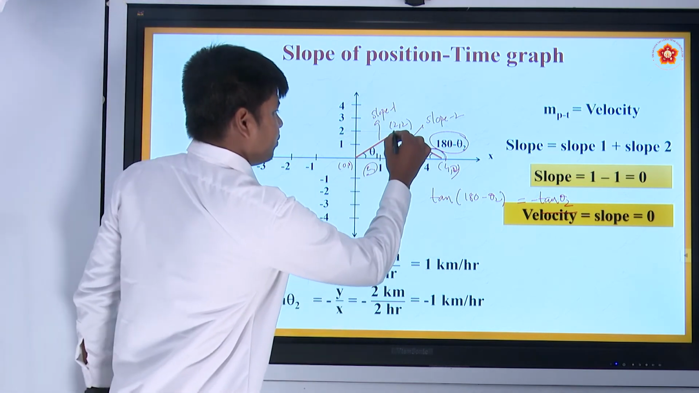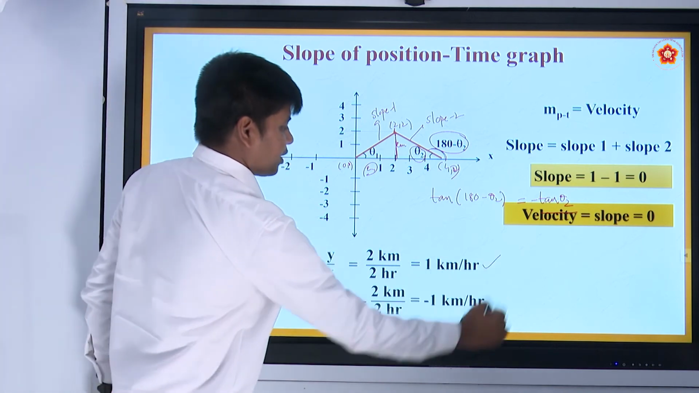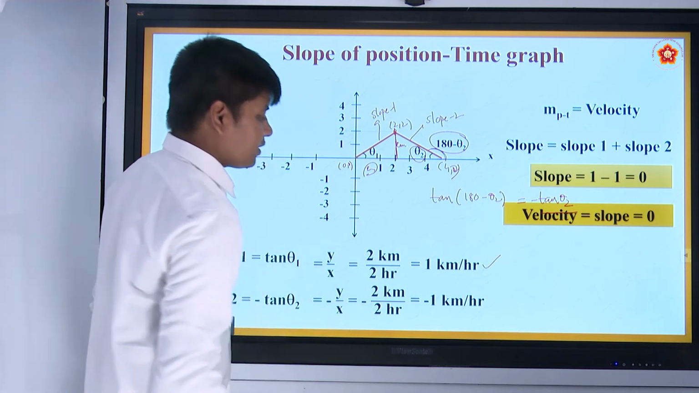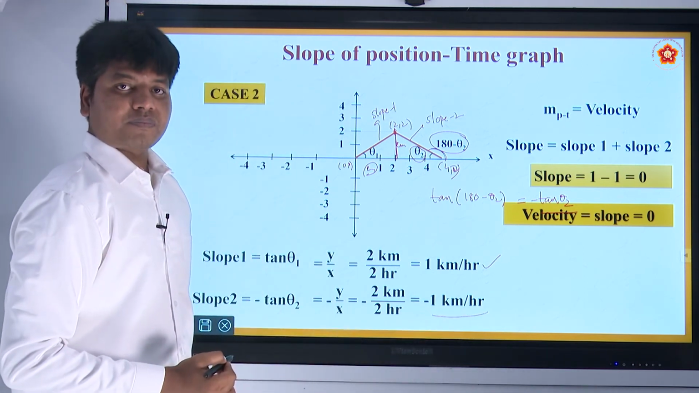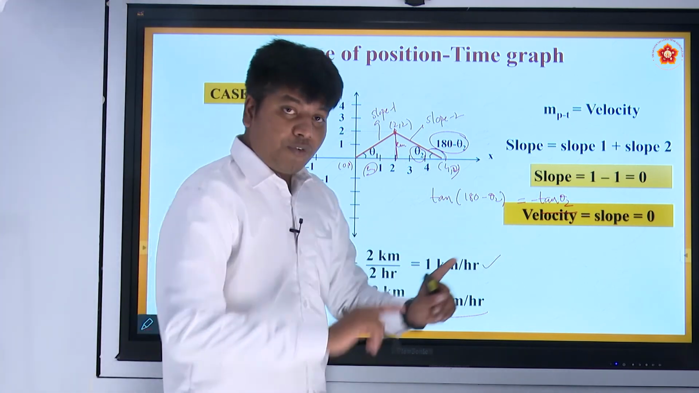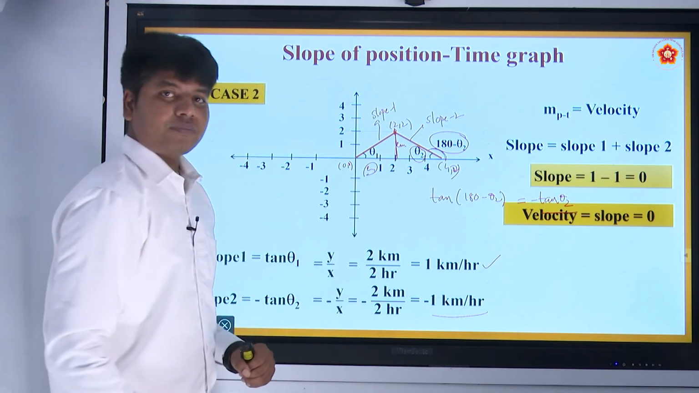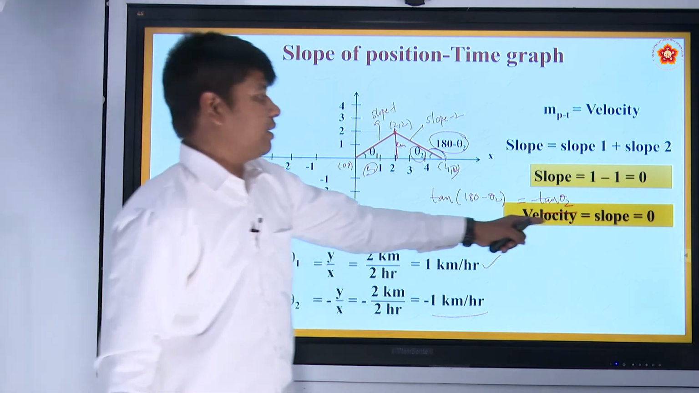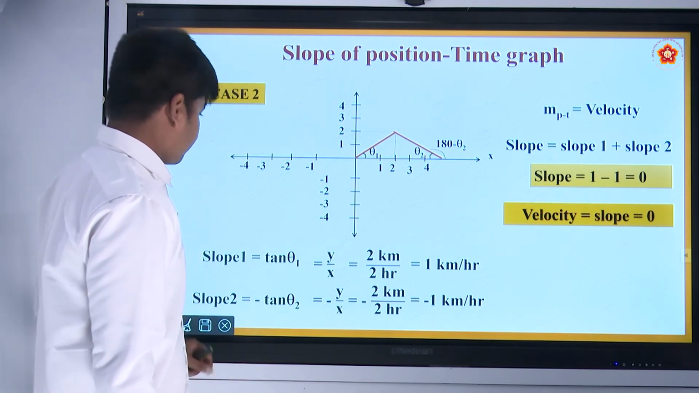If I ask you within this interval what is velocity, I will say 1 km per hour. Within this interval what is the velocity? I can say minus 1 km per hour, 1 km per hour in the negative direction. So overall for 0 to 4 hours, what is the average velocity, if I ask you, that will be 0. Okay, I hope you understood this.